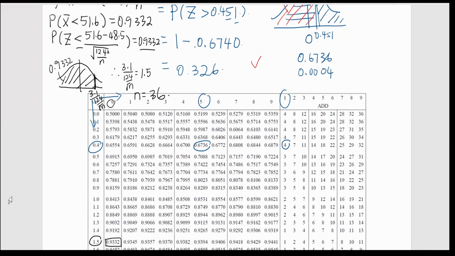All right. So for this question, you are given the probability and you have to find out the corresponding sample size based on the probability given. And the answer found to be 36. Okay, so that is how we answer the question part 2.